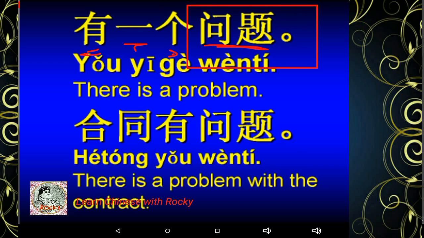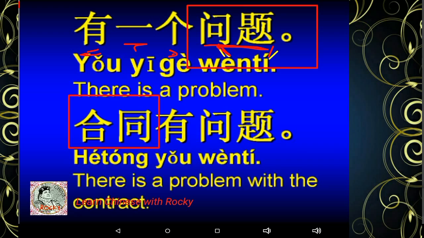By the way, it's like that. Wenti. Wen is a fourth tone character. That's a falling tone. Ti is a second tone character, meaning a rising tone. Wenti. Right? Try to get that rising tone at the end. Okay? So this would be a problem. There is a problem. What's the problem? There is a problem with the contract. Okay? So now there's a problem with the contract.